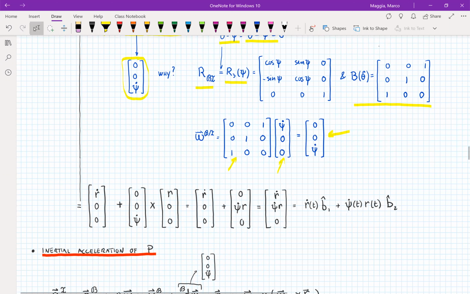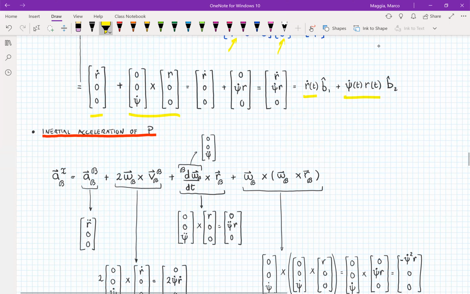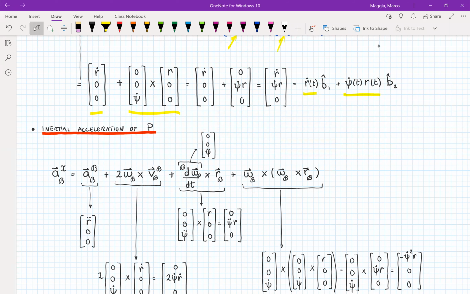All right, so now let's actually do our calculations. I'm going to skip naming the steps so you can check them for yourselves. And we find that the inertial velocity in B coordinates has two components, one component in the B1 direction given by r dot and a component in the B2 versor given by psi dot times r. Now we're ready to find the expression for the inertial acceleration of P.